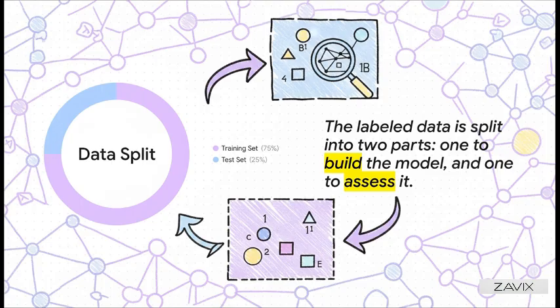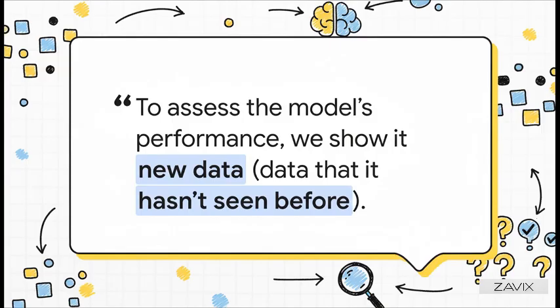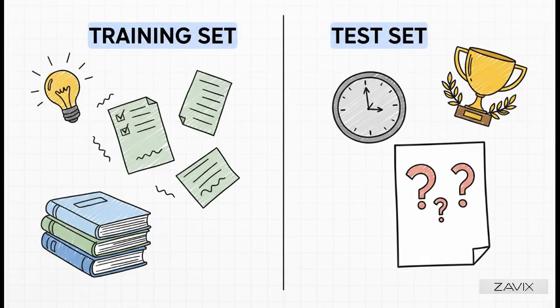And that other 25%, we lock it away and keep it completely separate. That's our test set. And this gets right to the heart of the matter. The only way to know if our model has truly learned anything is to test it on data it has never, ever seen before. That's what the test set is for. It's the final exam.